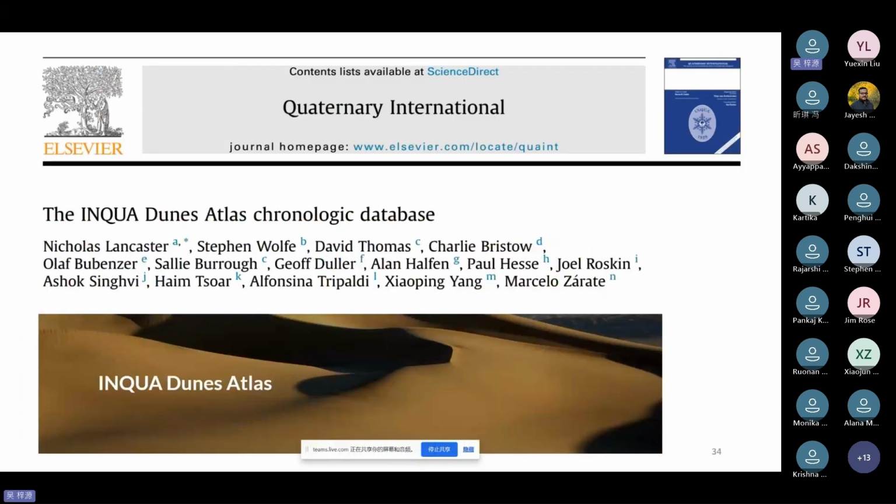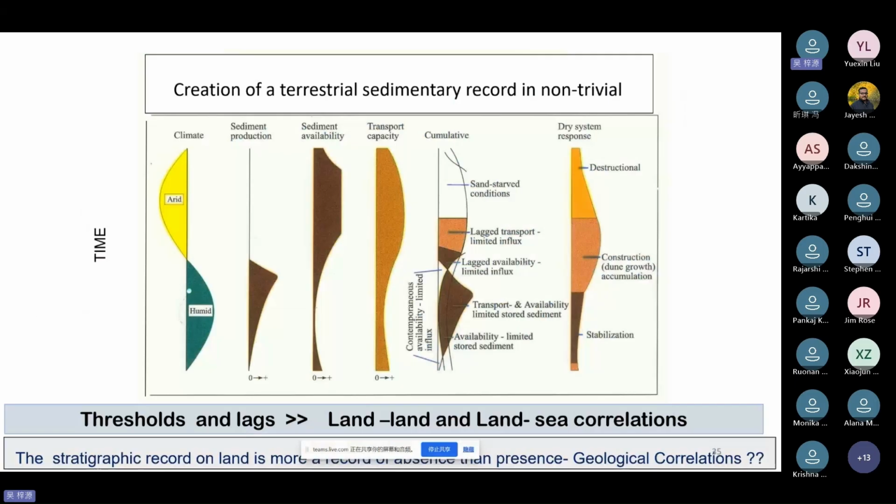Before I come to that, I'll just say that we now have a dunes atlas that has been created, and all the data on dune luminescence ages are available. So you can look at the global deserts at any instant of time that you like to see. And this is being updated.